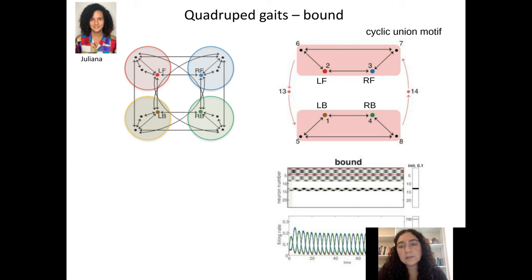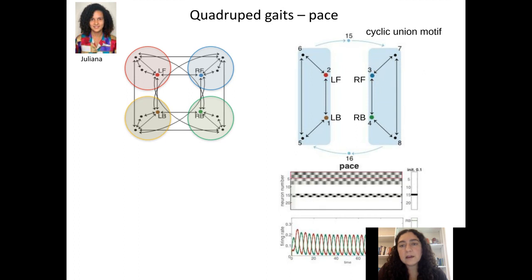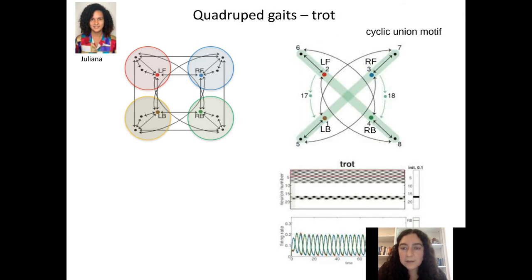And using this, she was able to create the bound gate using another cyclic union that still involved those same 4 nodes, but some other different auxiliary nodes. She was able to create pace. And so you can see down at the bottom right the pattern of activity of when those legs hit the ground, right? And so you can see these different patterns.